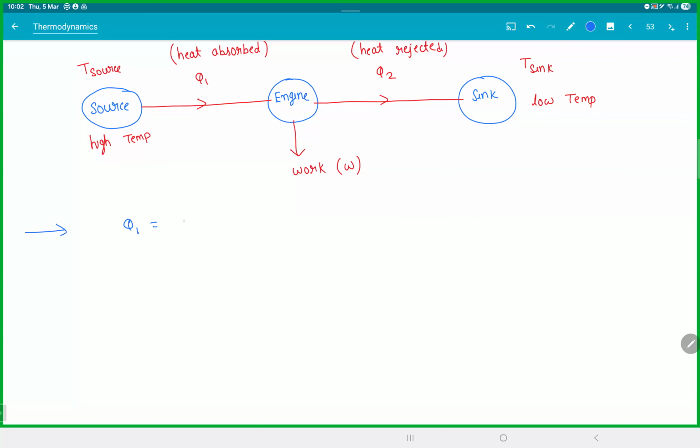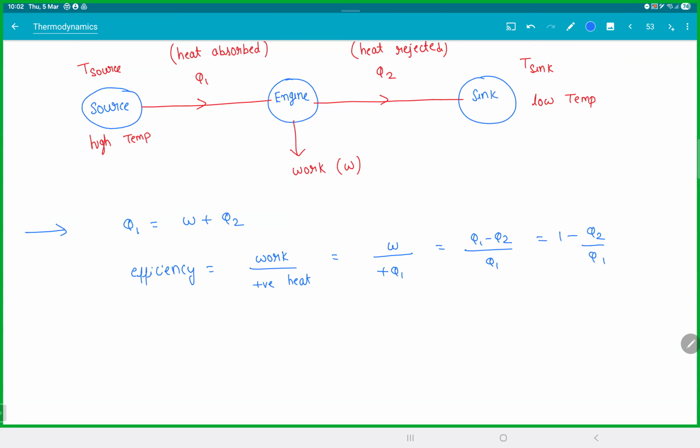So here Q1 must be equal to W plus Q2, energy conservation. So how do you define efficiency? Efficiency is nothing but the work done by the heat absorbed, which is W by Q1. W is nothing but Q1 minus Q2, which is 1 minus Q2 by Q1.